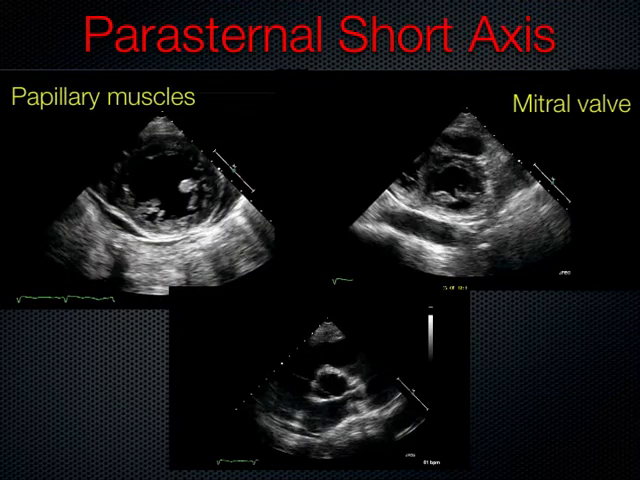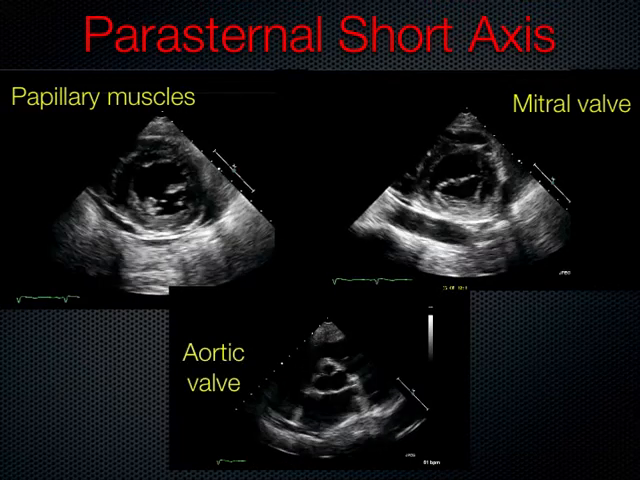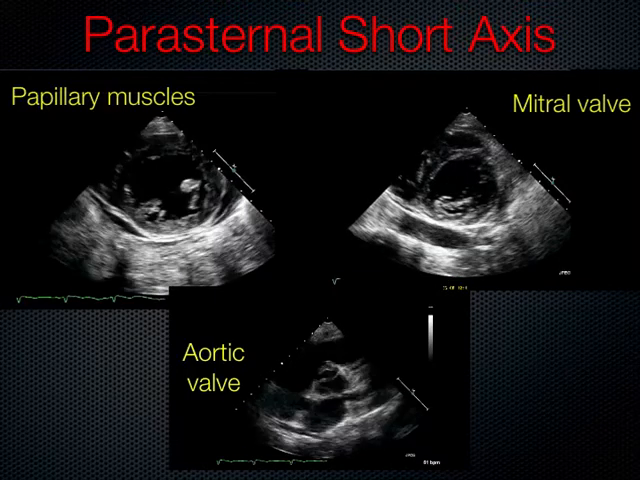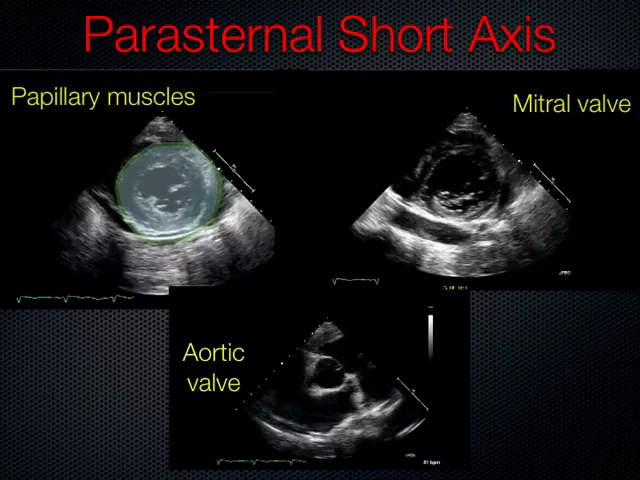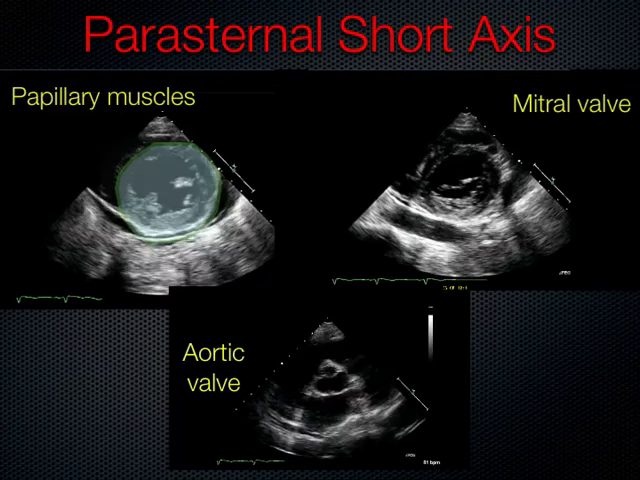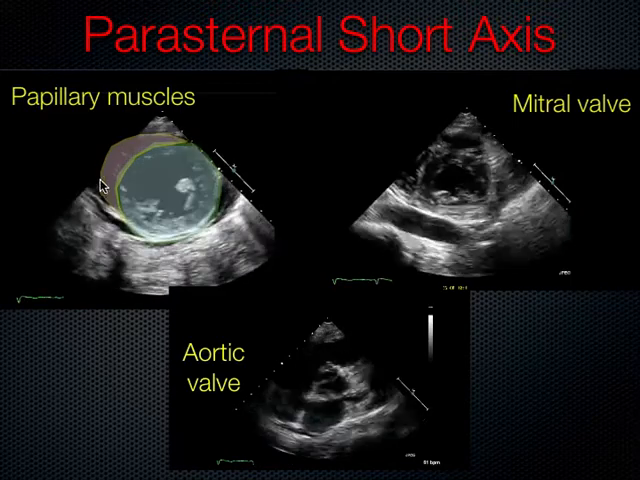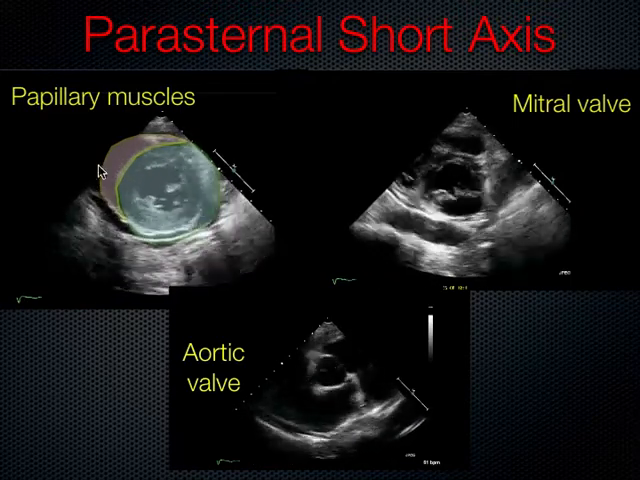So again, papillary muscles, the mitral valve location, and then the aortic valve location. Just to point out the areas again, this is the area of the papillary muscles there. And we can see just a little piece of the right ventricle on the outside of that.